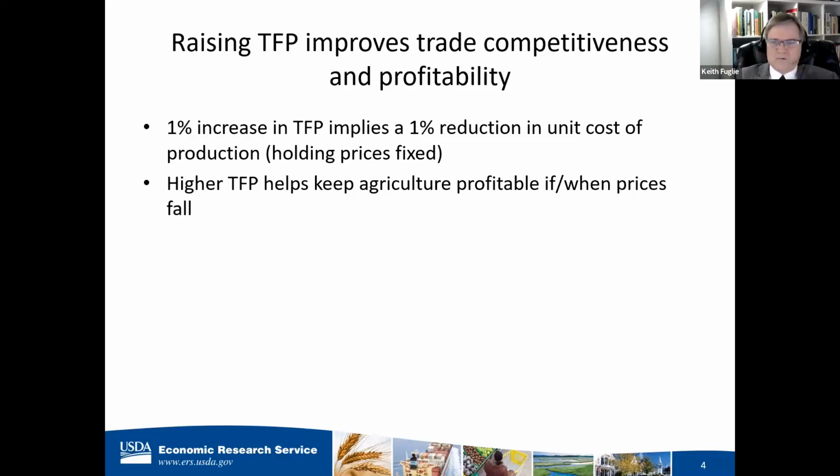And in particular, we see in agriculture that the prices farmers often pay for inputs are rising faster than the prices farmers receive for the products they sell. So that's what we call kind of an adverse or declining terms of trade facing agriculture. But if your TFP is rising, that can help offset that adverse terms of trade and keep your sector profitable.